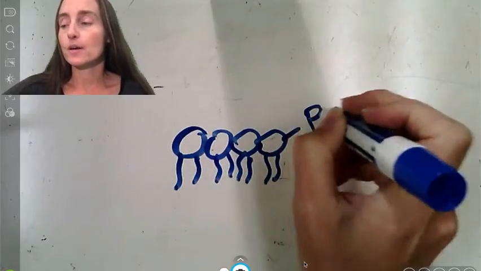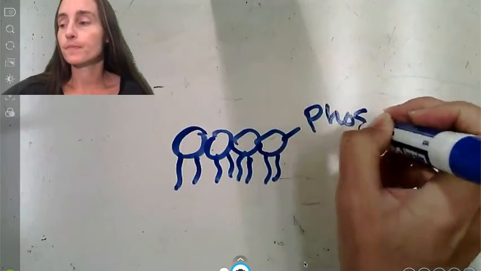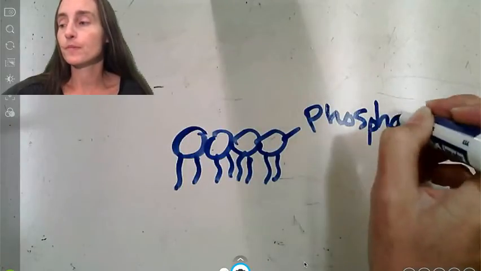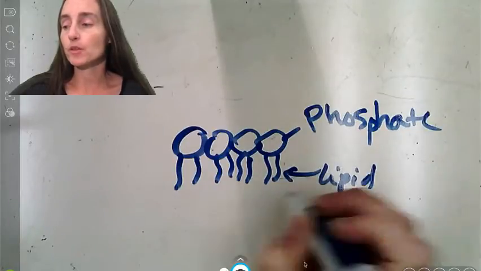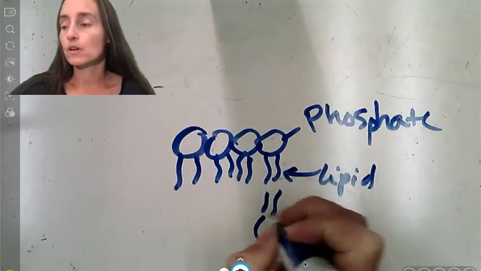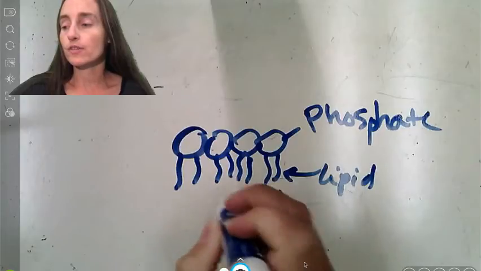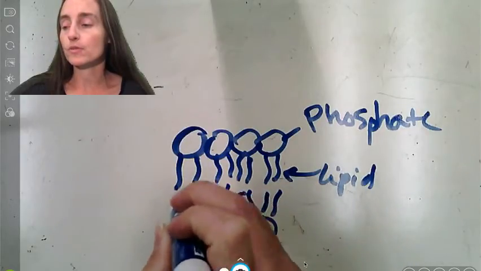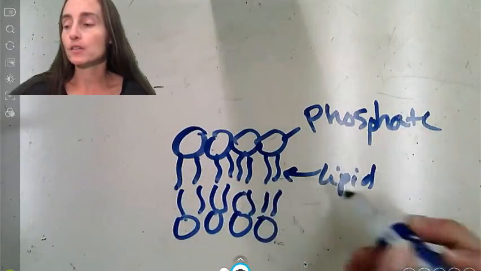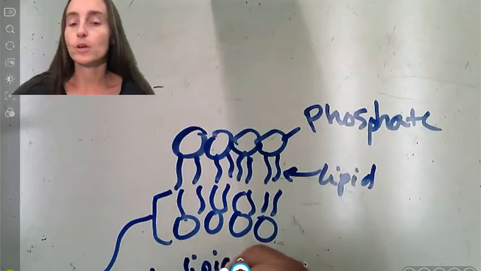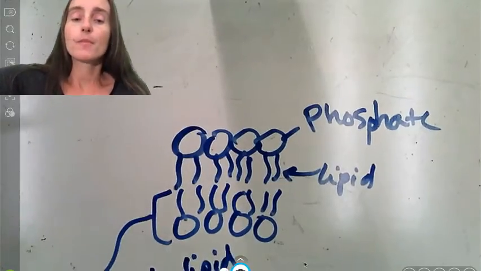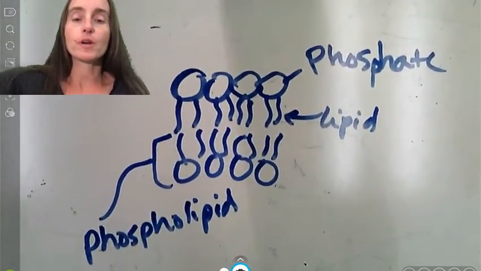And then you have a tail that's made out of a lipid. And then it's a double layer, so there are two layers of it. This is obviously just one tiny segment. All together we call that a phospholipid. It'd probably be helpful if you could actually see it. A phospholipid is what the membrane is made out of.